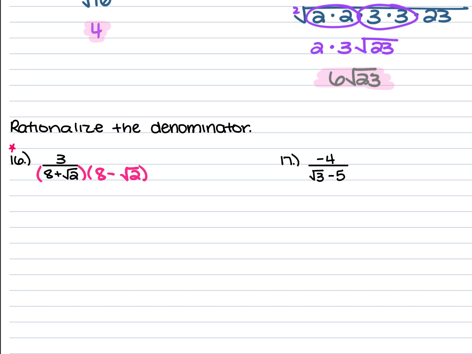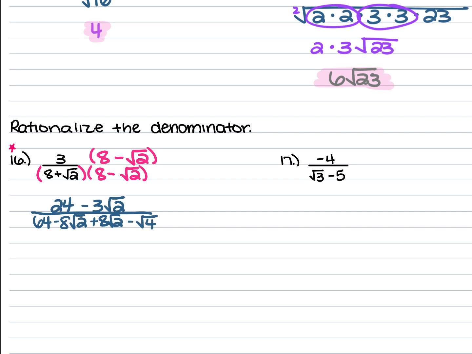Whatever you do to the bottom, you have to do to the top. So if you're going to multiply the bottom by this 8 minus square root 2, you have to multiply the top by 8 minus the square root of 2 as well. Multiply this out. 3 times 8 is 24. 3 times negative square root 2, negative 3 square root 2. In the bottom, you're going to FOIL it. 8 times 8, 64. 8 times the negative square root 2, negative 8 square root 2. The square root of 2 times 8 is positive 8 square root 2. The square root of 2 times the negative square root of 2, negative square root 4.